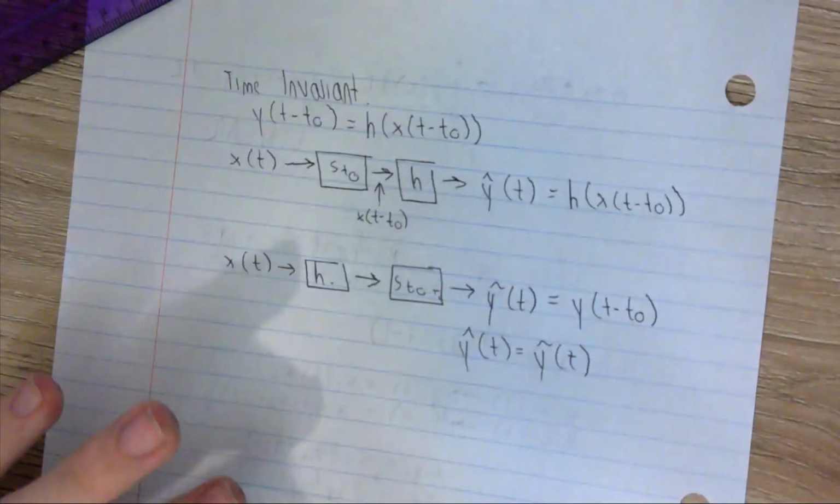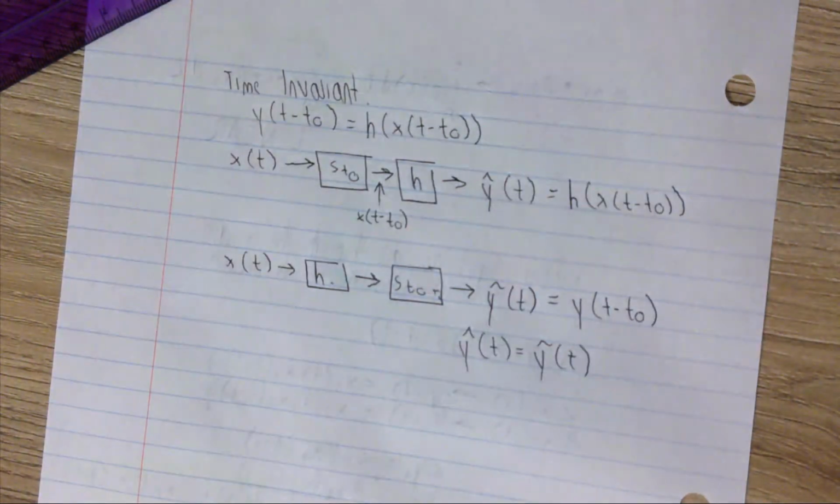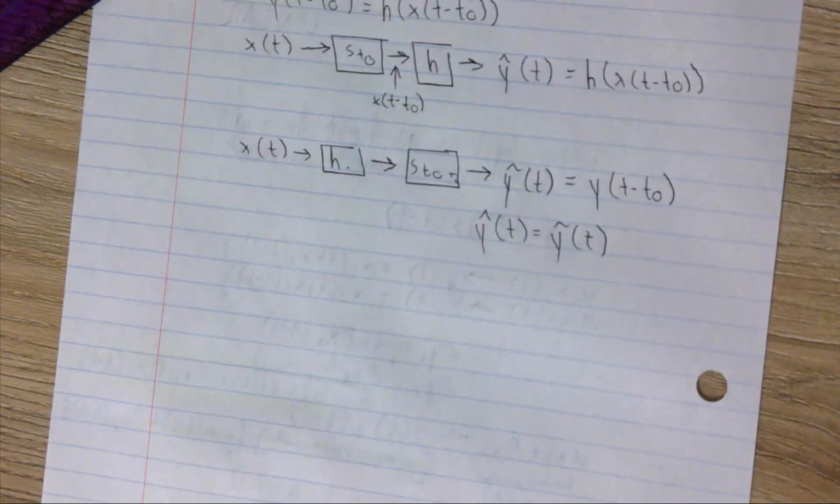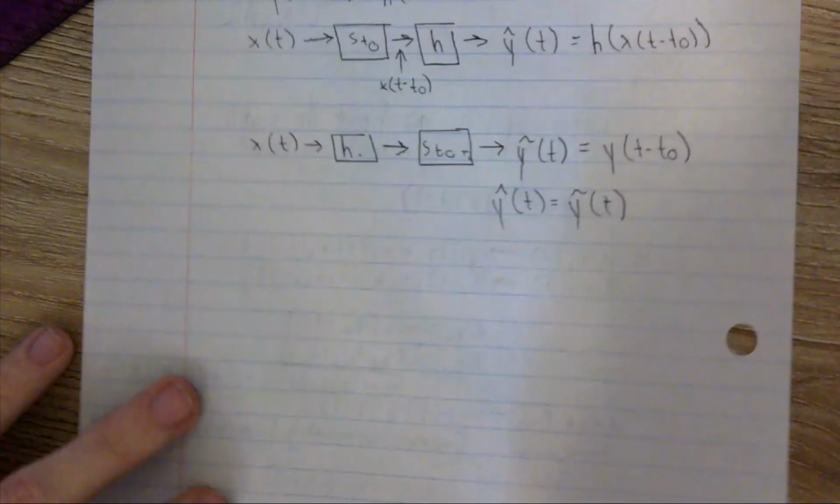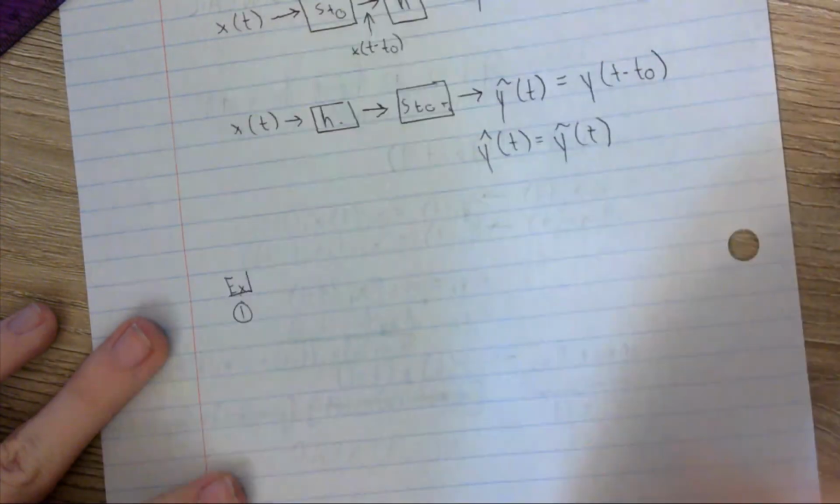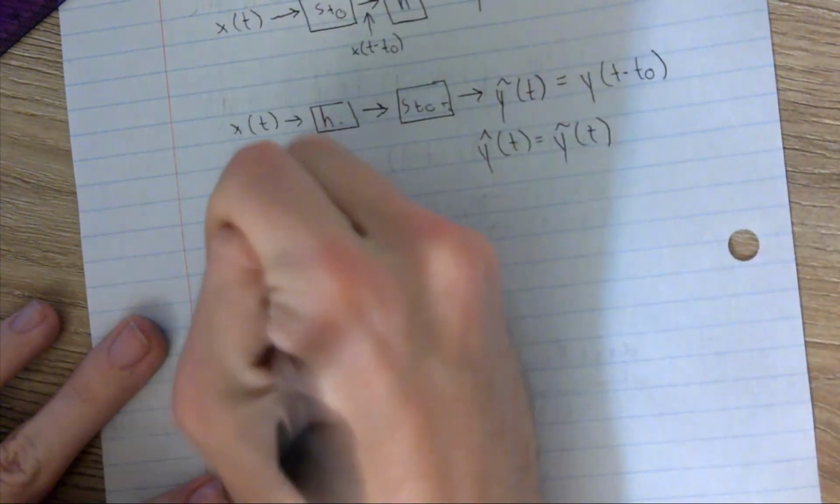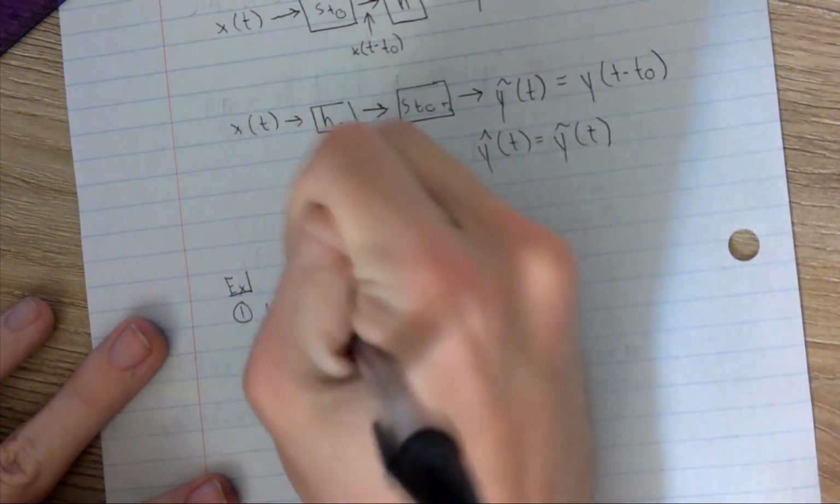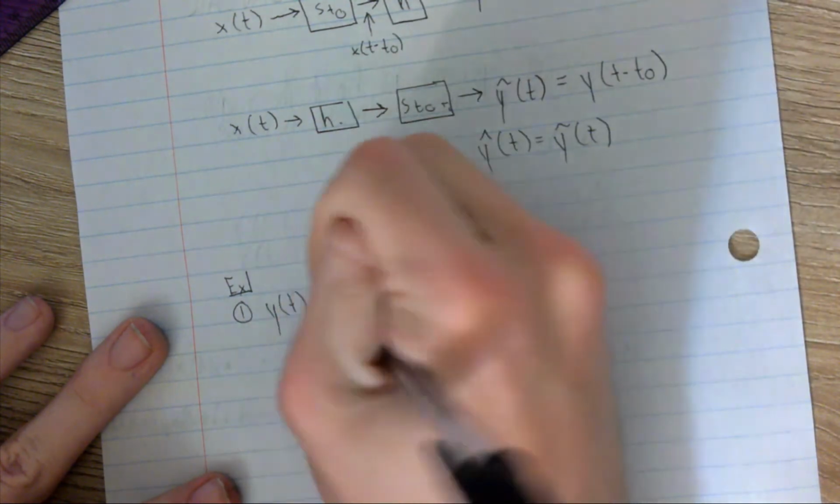And so that's what we have. Now we're going to go off of that a little bit more. So let's do some examples to understand what's time invariant and what's not. Let's go with this one here. Example: y of t is equal to the integral from 0 to t of x of tau d tau.